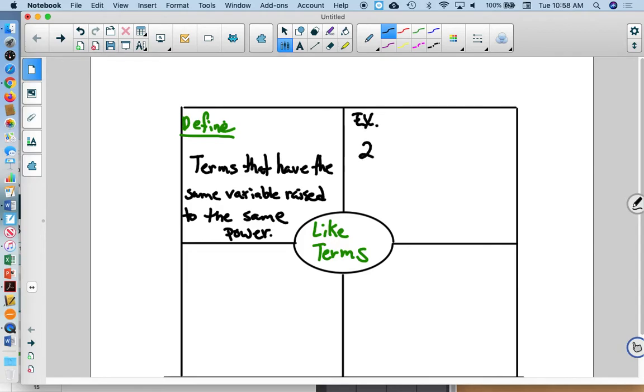Example, would 2 and 3 be like terms? Yeah, because they don't have a variable, but they are both to the same exponent. Do you agree? Okay. What about negative 7x and 3x? Would it be like terms? Same variable to the same power. What about x squared and 4x squared? Are those all examples of like terms? Yes.